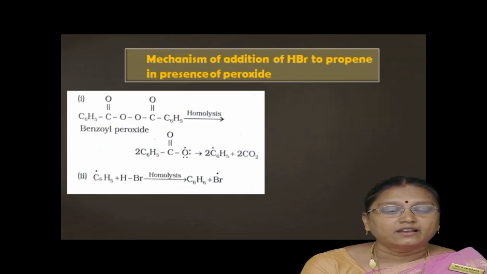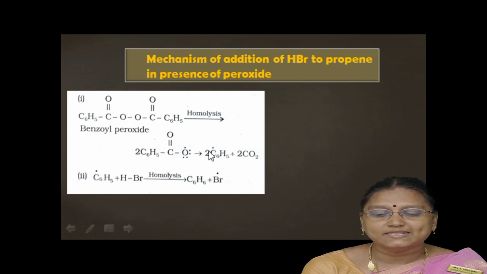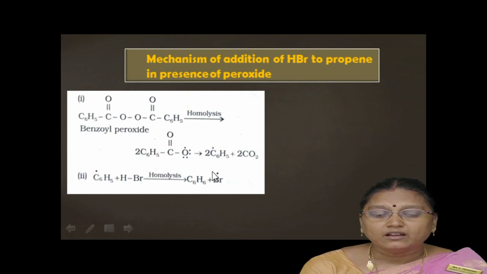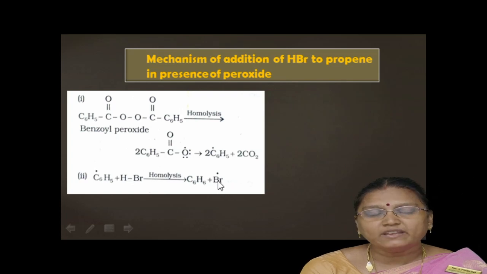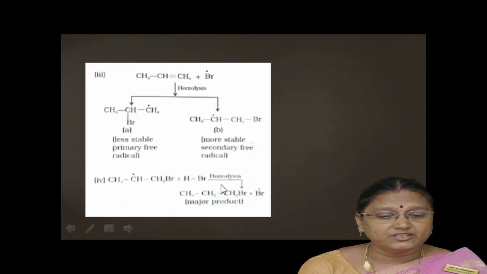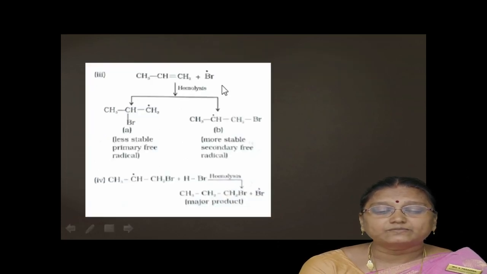So in the first step, benzoyl peroxide undergoes homolysis and leads to the phenyl radical. This phenyl radical then reacts with HBr, forming this bromine free radical. This bromine free radical is the initiator for the next step. So this bromine free radical attacks propene, leading to two different products.